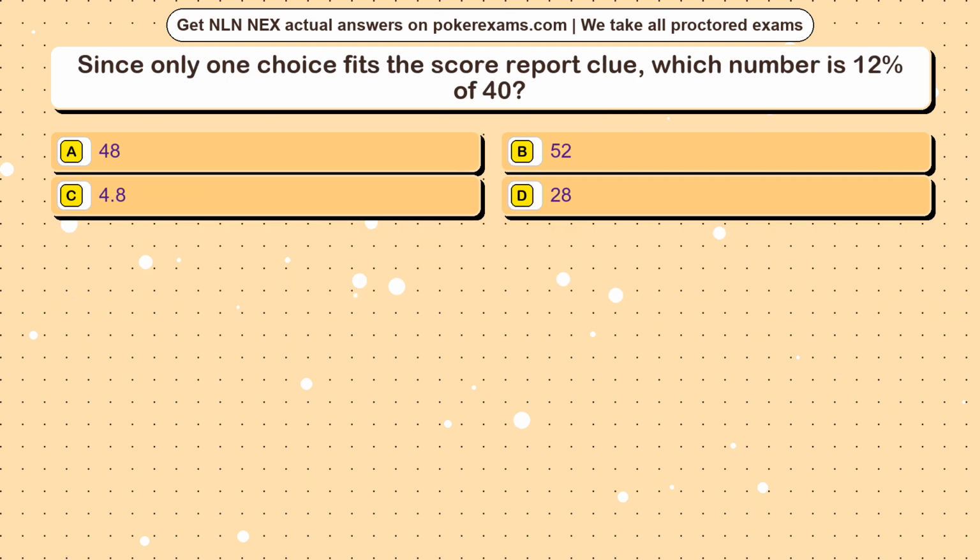Question 21. Since only one choice fits the score report clue, which number is 12% of 40? Option A, 48. Option B, 52. Option C, 4.8. Option D, 28.